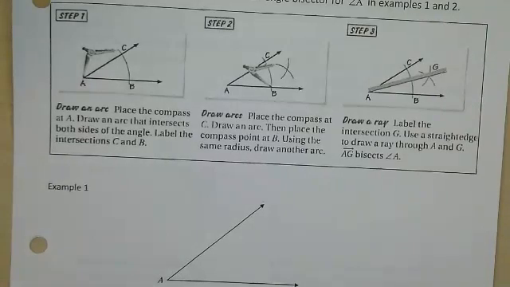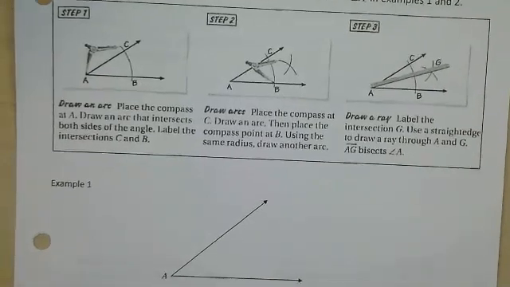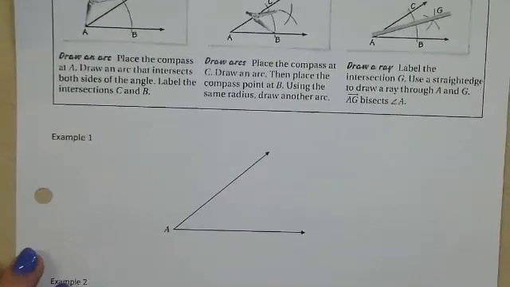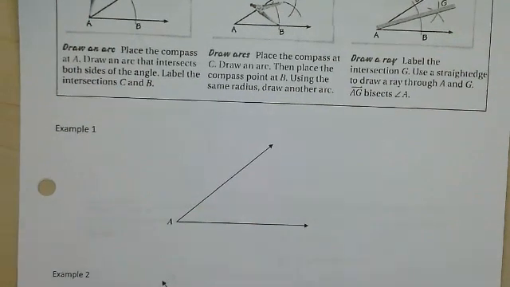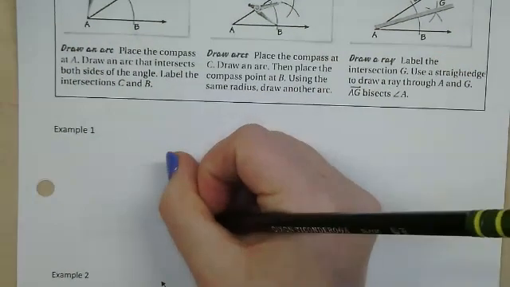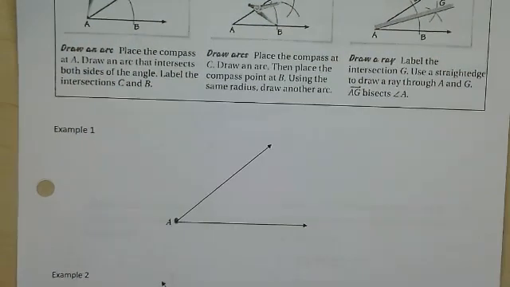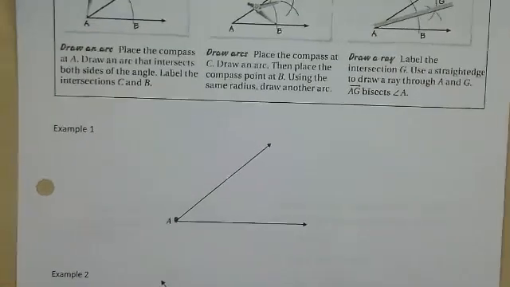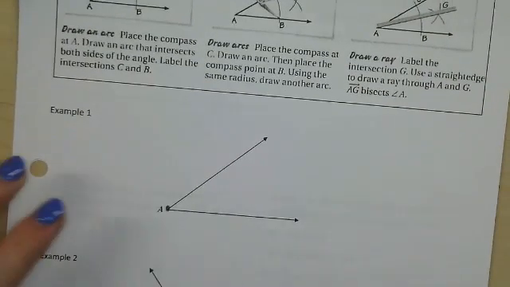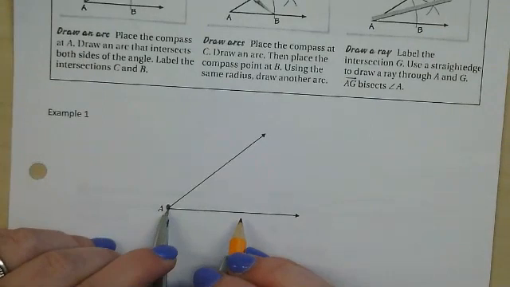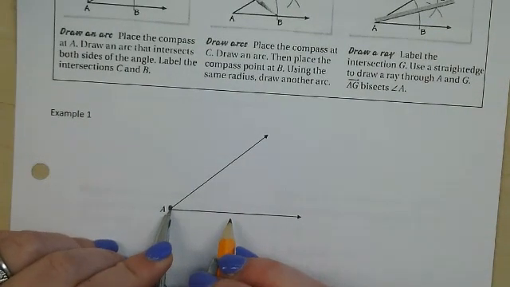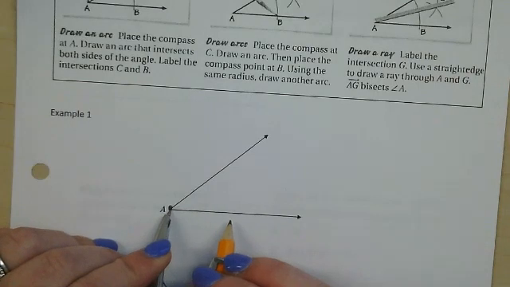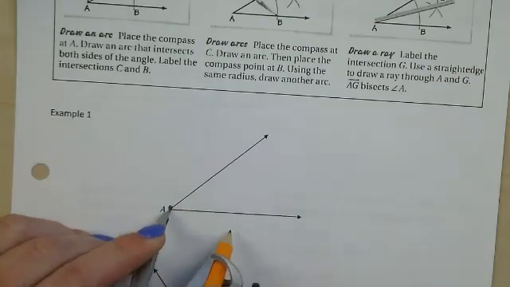They already have drawn the example 1 angle for us. We are just going to use the 3 steps from up above to construct an angle bisector. So I'm going to put the sharp end of my compass right here on point A. And then my pencil end needs to be a little bit further away, maybe halfway out, so that it's big enough for me to draw an arc that will cross both of the lines.